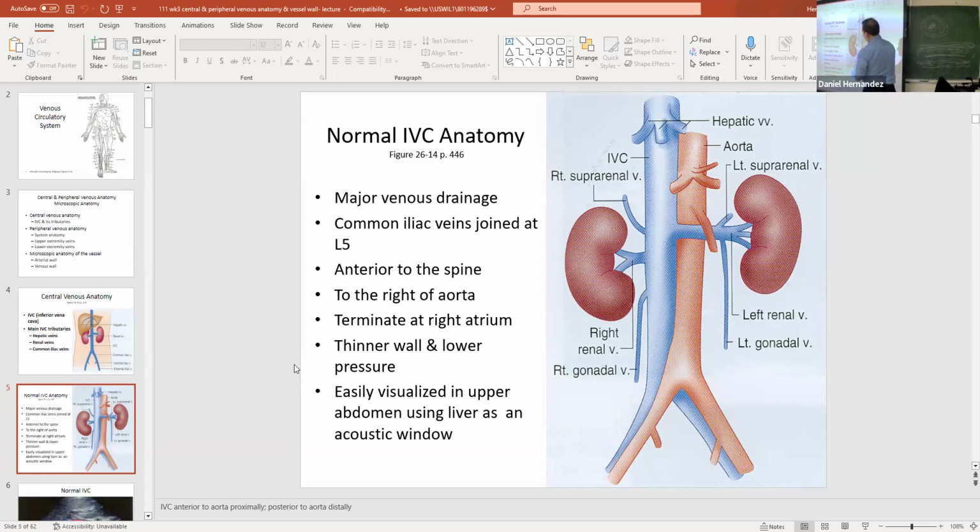In terms of its microscopic anatomy, the walls are thinner compared to the arteries or the aorta, and it's under much lower pressure. The IVC is very easily visualized in the upper abdomen if we utilize the liver as an acoustic window. The liver is very vascular and has a good blood supply. Our ultrasound beam can penetrate the liver fairly easily if it's disease-free, and we can get nice pictures of the inferior vena cava as it courses posterior to the liver.